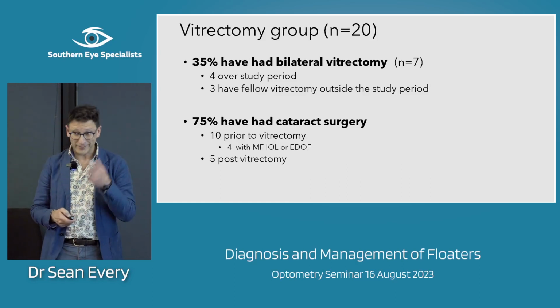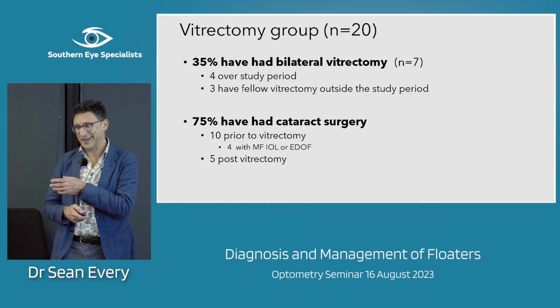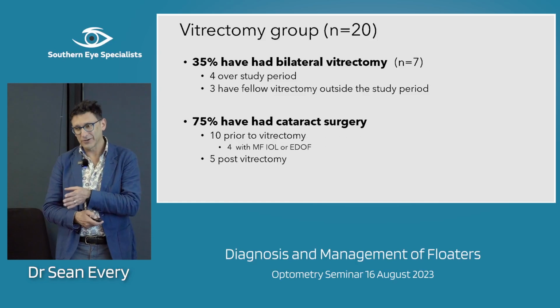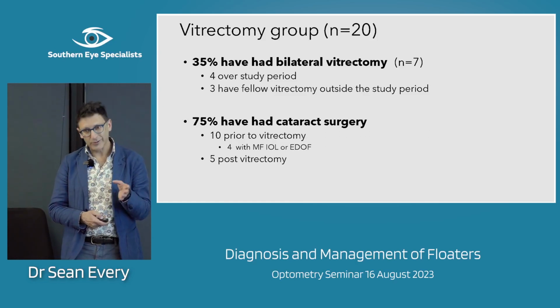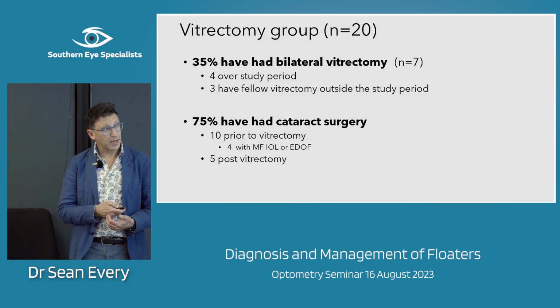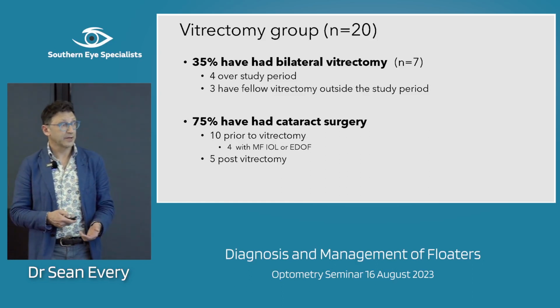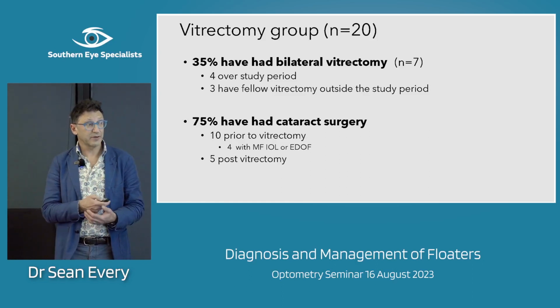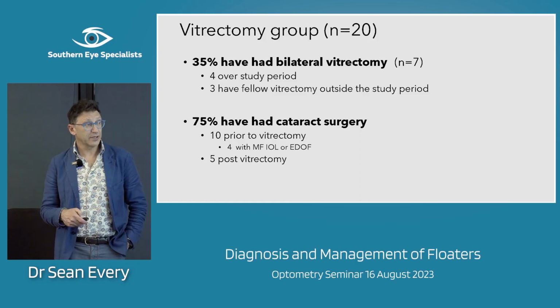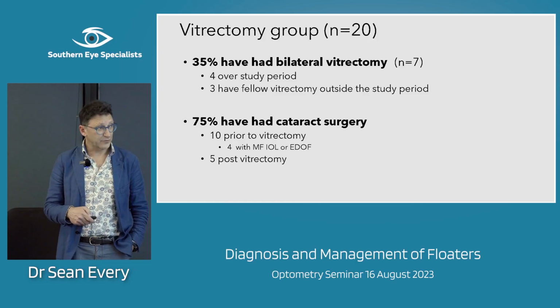Out of that group of 20 people having vitrectomies, 35% of them have now had bilateral vitrectomies, because there's nothing worse than having floaters in one eye. Because you know what optical clarity is like, and I tell them that too. If you embark on this journey and you sort out all the floaters in one eye, you ain't going to be happy with the other eye. So 3 of them actually had vitrectomy in the fellow eye outside the study period. And of course, 75% of them have had cataract surgery: 10 before, 5 after, 5 during.